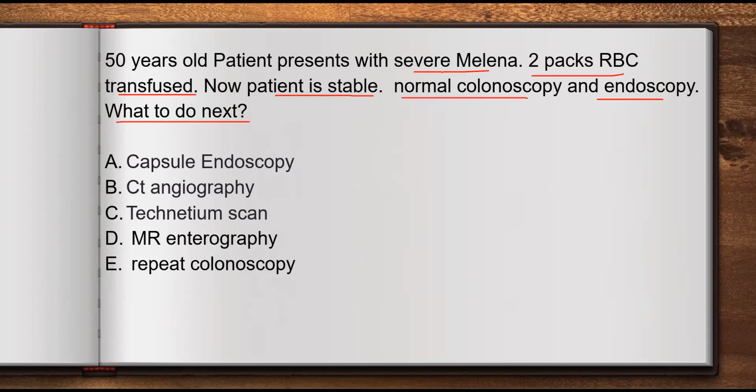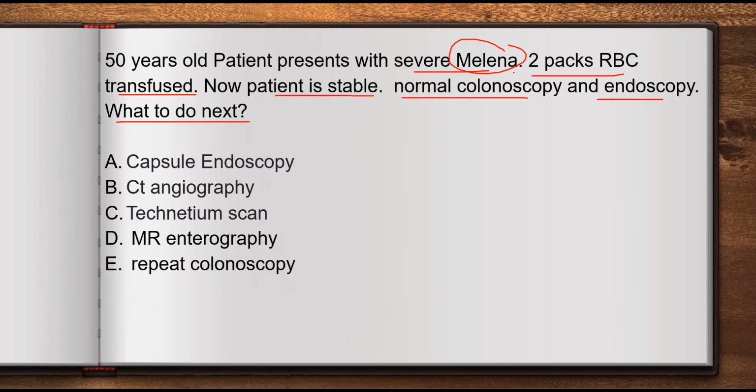So what do you think here? A 50-year-old patient having melena. What is melena? It's an upper GIT bleeding, right? If they use the term hematochezia, that becomes a lower GIT bleeding. It's important to know this term. Melena means black tarry stool, and obviously we think about upper GIT bleeding.